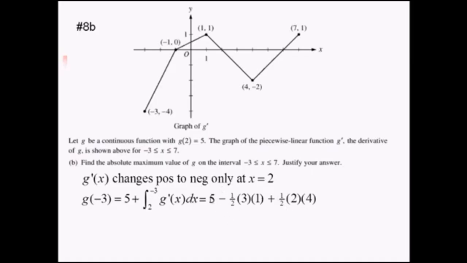I've got 5 minus essentially 1.5. And then over here, this is 4. So that's going to be 7.5 overall. So careful with the math. This was not a calculator question.